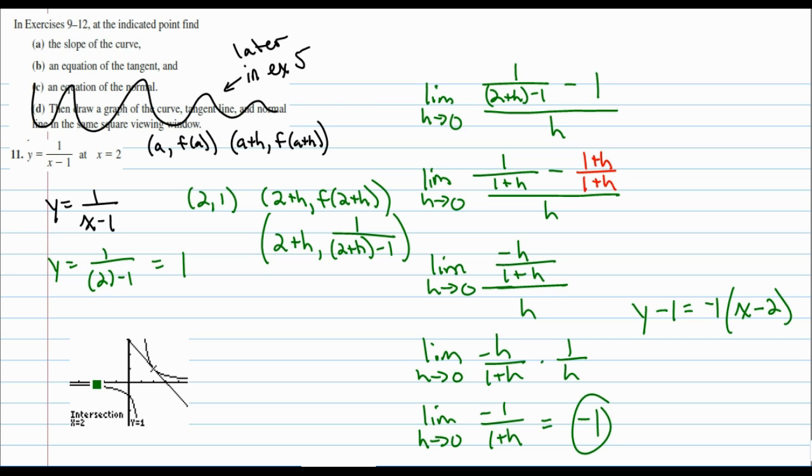And I graphed 1 over x minus 1, and then my tangent line on the calculator, and they do intersect at (2, 1), exactly where I wanted them to, and it does look to be tangent as well.